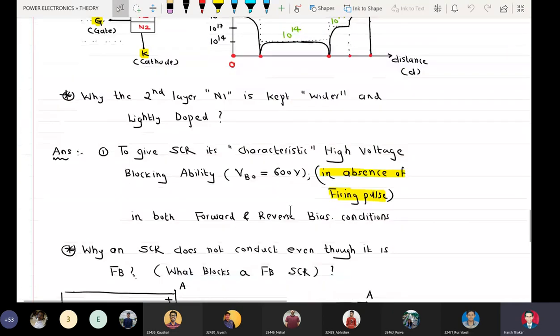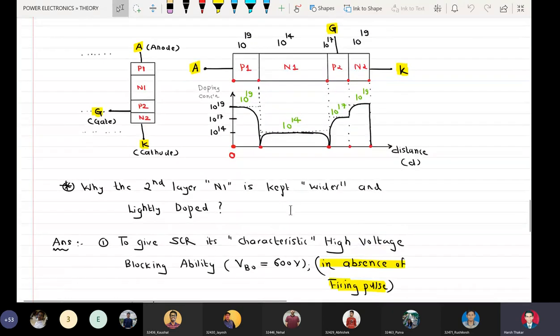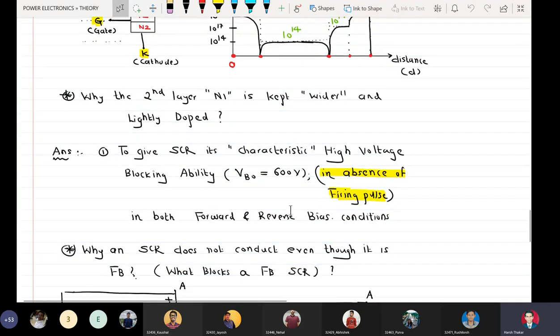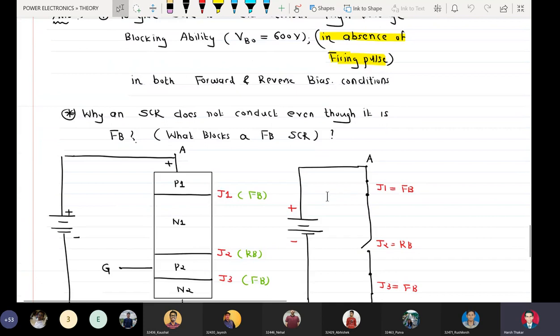Now we also mentioned the reason why the second layer N1 is kept wider and lightly doped. It is so that the SCR gets its characteristic high voltage blocking capability in absence of firing pulse.